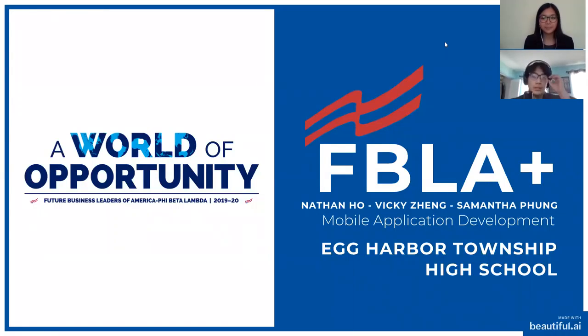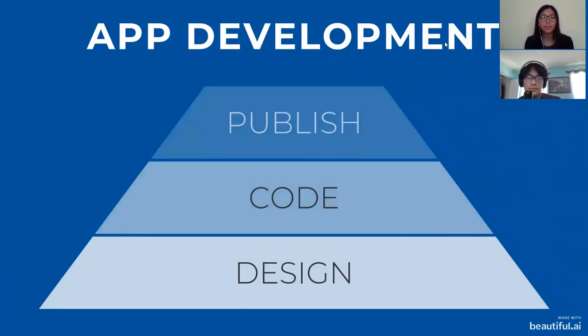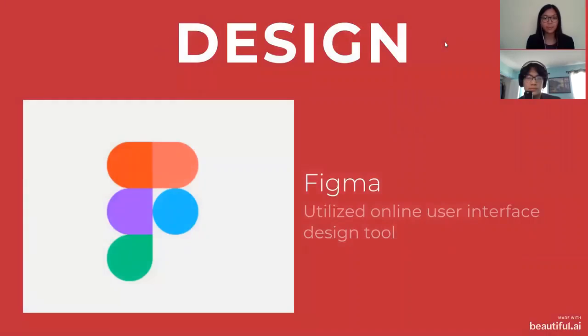Hello, my name is Nathan Ho, and today we're presenting the mobile app challenge for FBLA. So when we first started developing the app, we decided to choose 3 steps to follow. First one was designing the app, next was coding the app, and finally publishing the app.